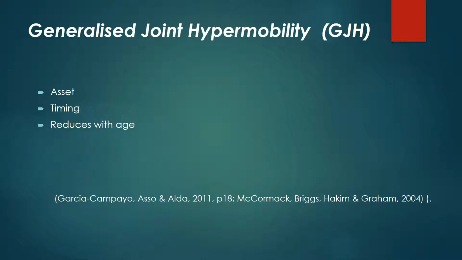Generalized joint hypermobility also reduces with age. The reason for this is maturation and the associated loss of flexibility in the connective tissue. The extreme range of motion prevails in males until they are around 30 and in females until they are around 50, and this would have implications for the mature dancer.